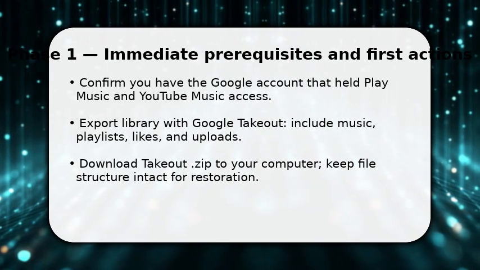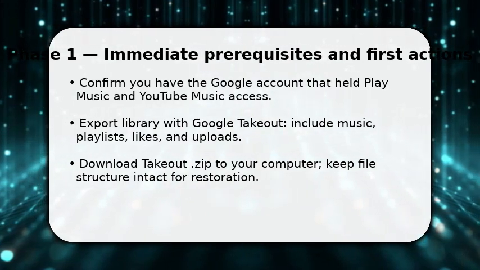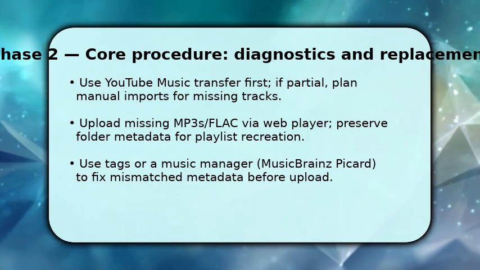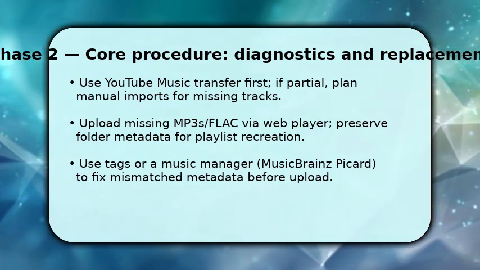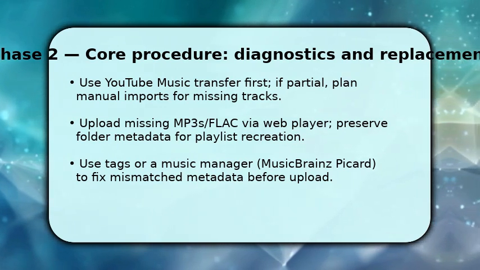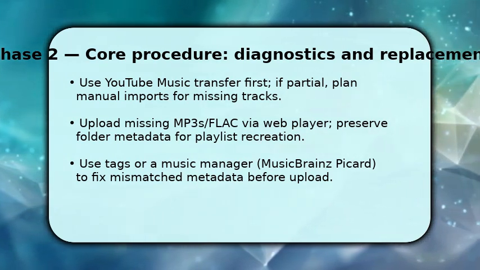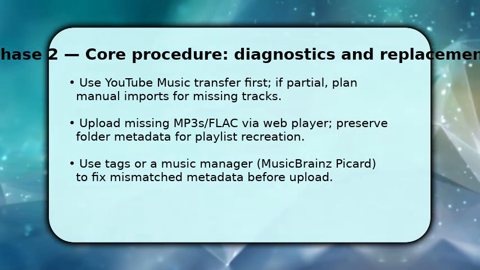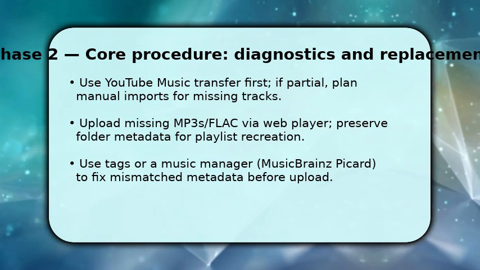Once the automatic route runs, inspect what moved: uploads, playlists, purchases. If items are missing, manually import MP3 or FLAC files using the YouTube Music web uploader or a third-party player that supports Cloud Sync. Before uploading, clean metadata so songs match by title, artist, and album. This prevents duplicates. Use a tag editor if needed.